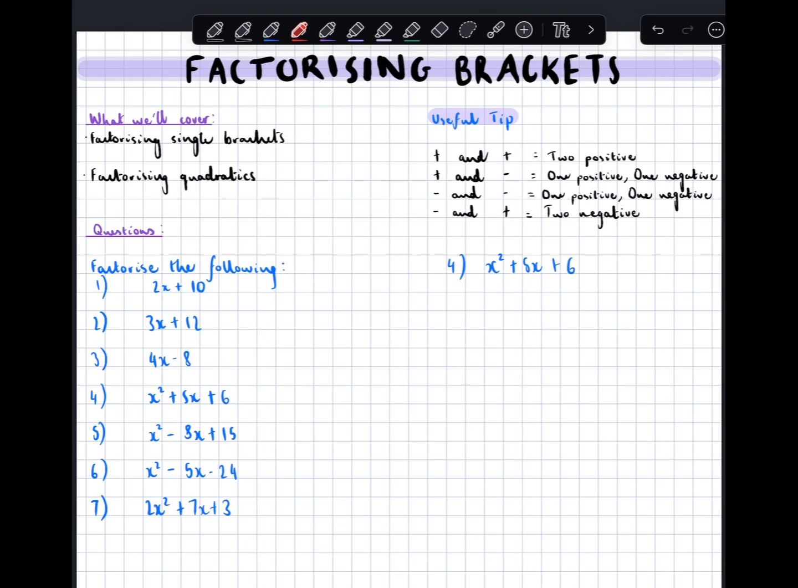Okay, so now we're looking at question 4, which is x squared plus 5x plus 6. Now this is the first quadratic that we're looking at, and they are a little bit more complicated than the previous questions that we've just done.